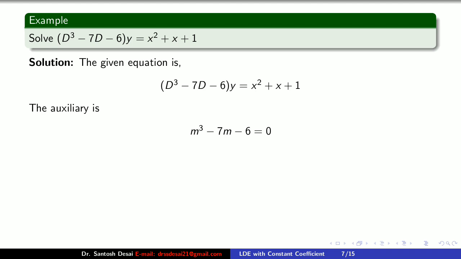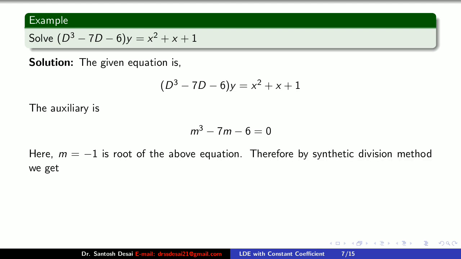Now here it is a cubic equation, so we need the synthetic division method to solve this cubic equation. To apply the synthetic division method, we have to know one root by using the trial and error method. So let us put m is equal to 1 first. If m is equal to 1, we get 1 minus 7 minus 6, which is not equal to 0. So let us put m is equal to minus 1, and obviously you will get 0. Therefore m is equal to minus 1 is a root of the above equation.